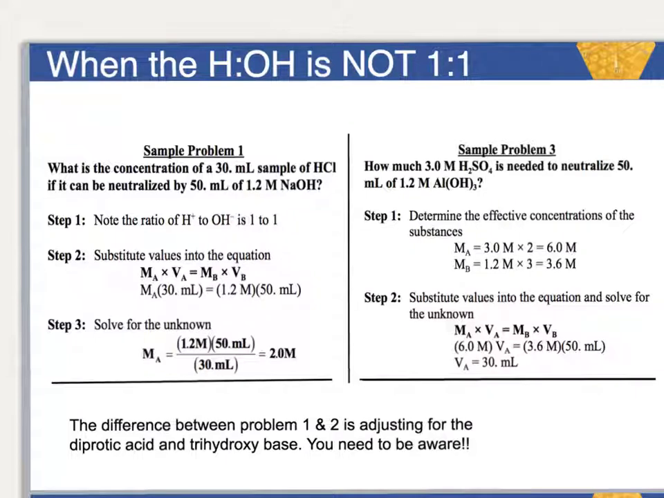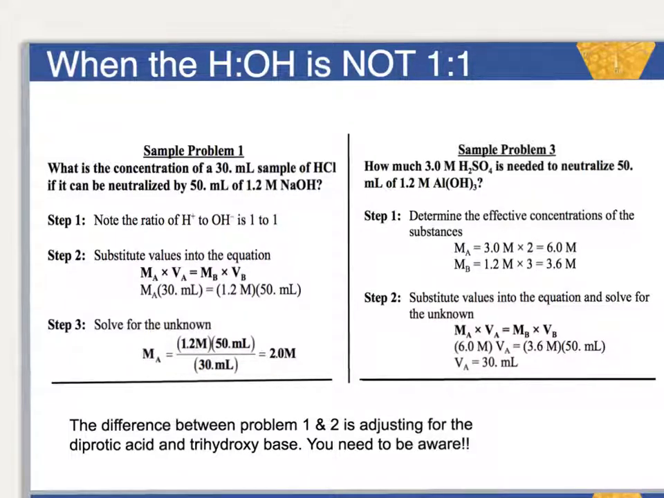Anyway, let me review example problem 1 and sample 2 so you can see the difference. In sample 1, our H to OH ratio is 1 to 1. We have 1 H in the HCl and 1 OH in the NaOH, and that's going to make water. So we can simply substitute the values into the equation. We have the volume of the acid, we know the molarity of the base and the volume of the base, and we can solve for the molarity of the acid.